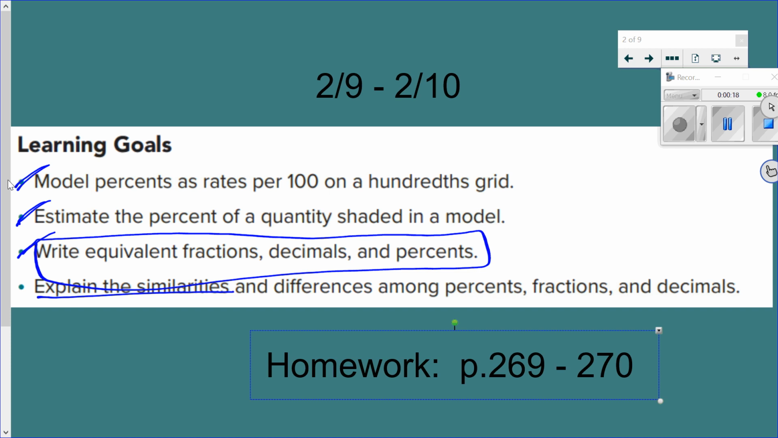Homework assignment is really actually only one page. 269, 270 is your stretch. Probably the easiest stretch we've done all year. So if you want to do the stretch today, this would be the one to do.